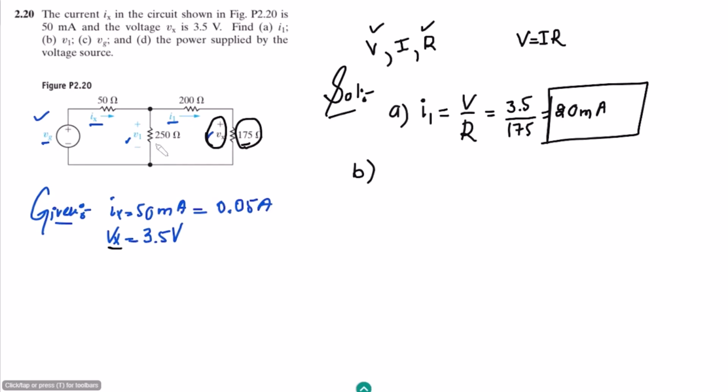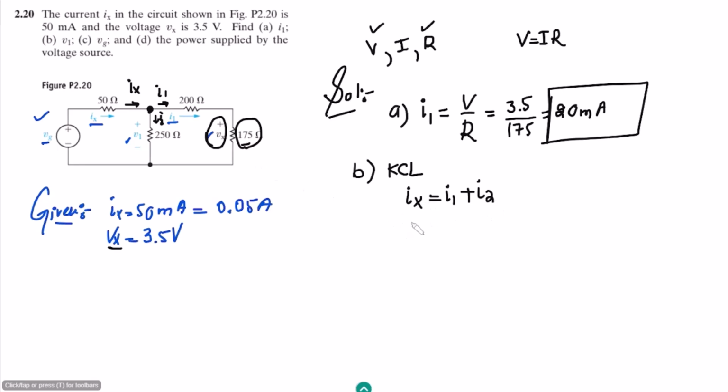Okay, V1 is unknown, and here we can see that if we look at this node, the current Ix is coming here and then splitting into two components, where this one is I1 and let me call this one I2. So applying KCL here, we can very easily see that Ix, which is the current coming towards this node, is equal to I1 plus I2.